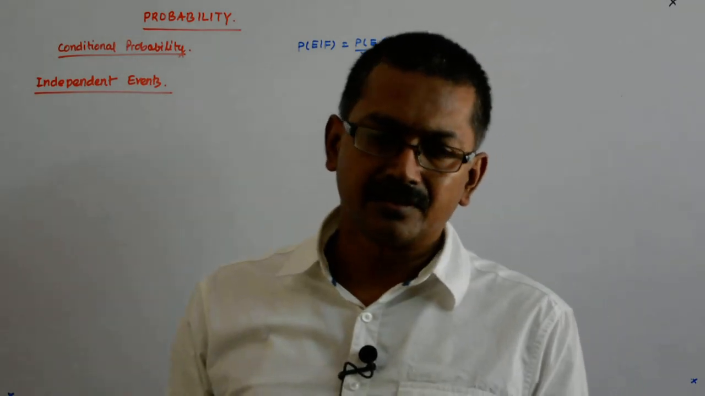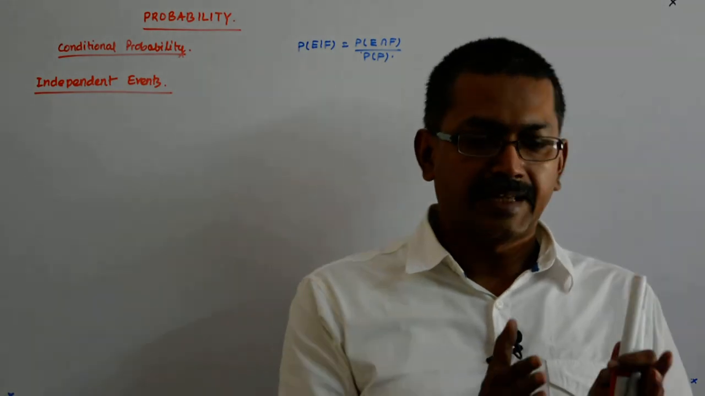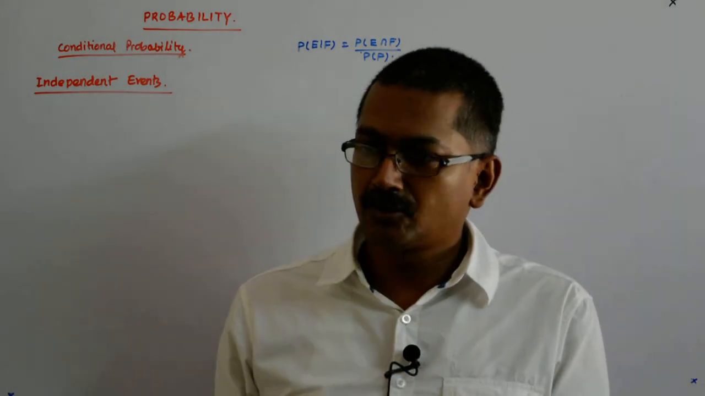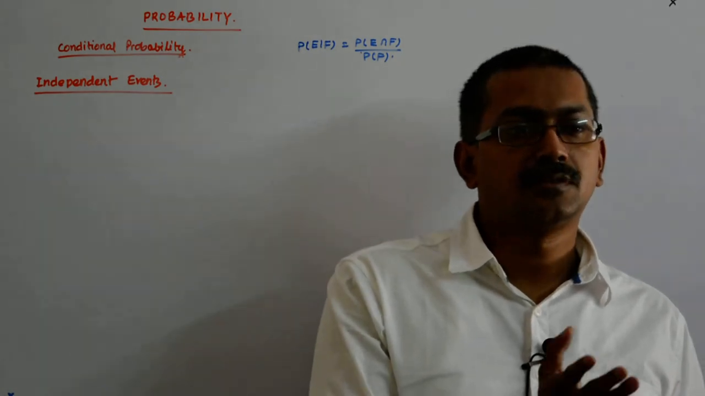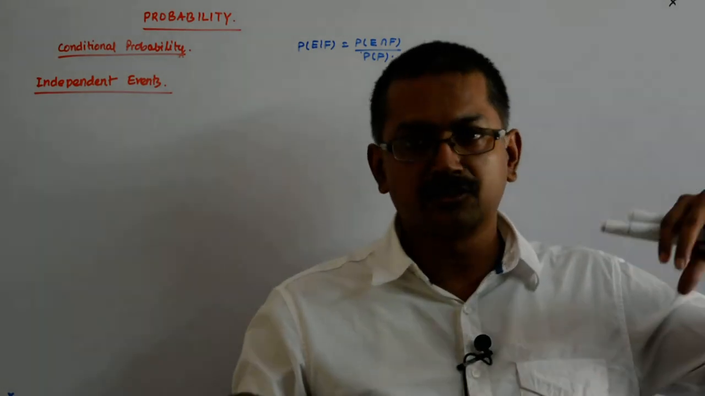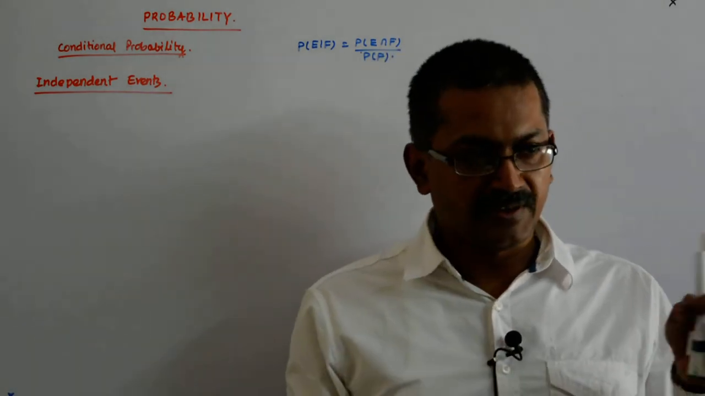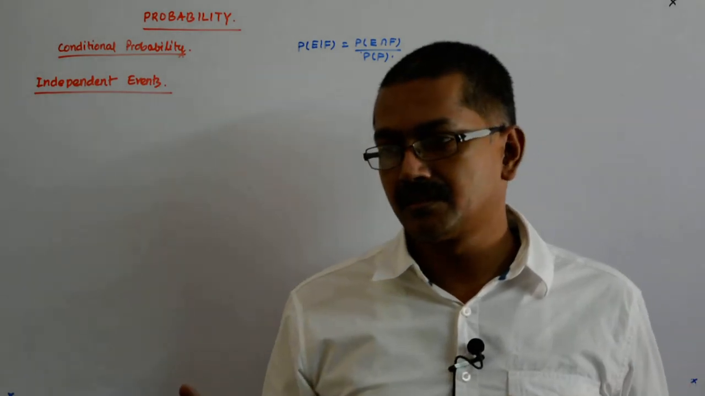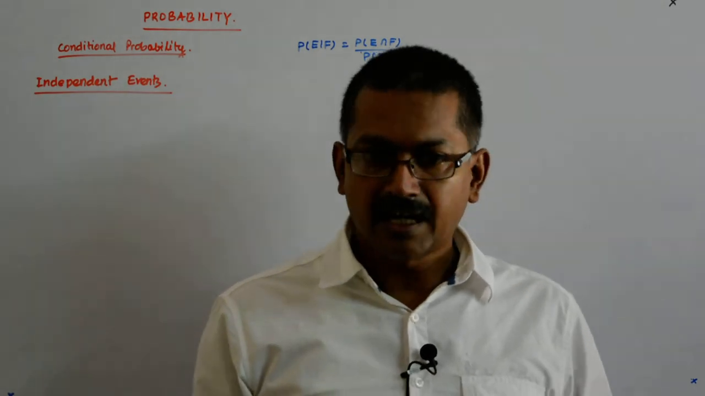See, the meaning is, if we have two events E and F, and the occurrence of one does not affect the occurrence of the other, that is, if one has already occurred and still it does not affect the probability of the occurrence of the other one, then that event will be said to be independent of this. And if the occurrence of this does not affect that, then it will be said to be independent. And when both of these conditions hold, the events are said to be independent of each other. You understand?